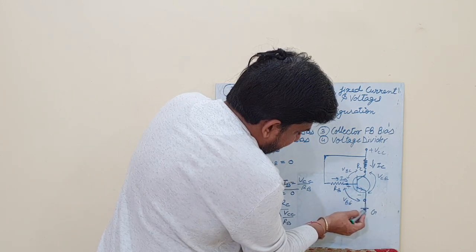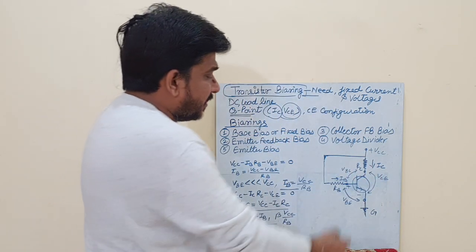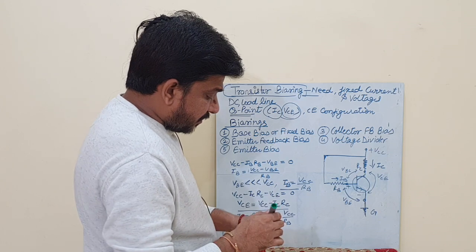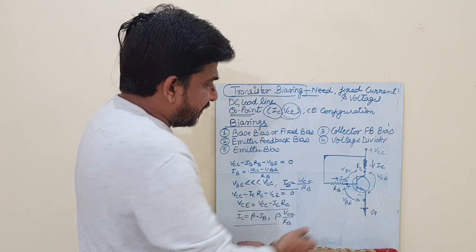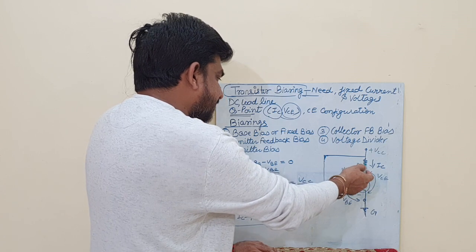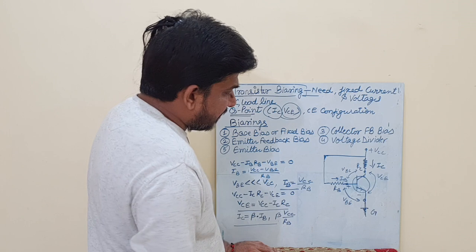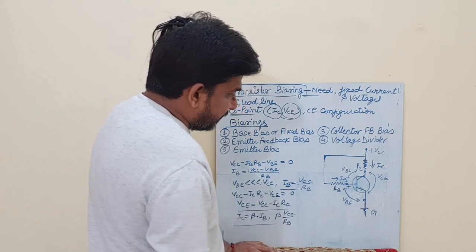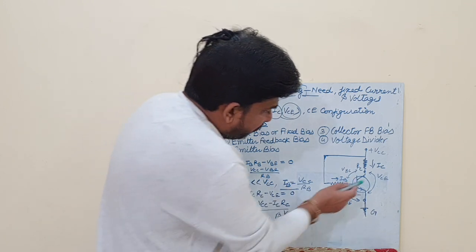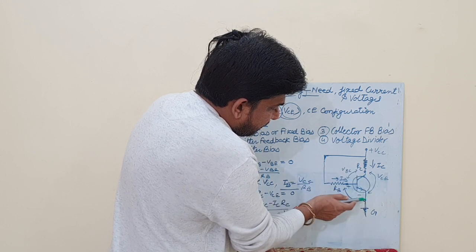So here we can see this. Now we are putting some nomenclature here. IC is the collector current and the resistance is RC. IB is the base current and the resistance is RB, and here it is ground. See this VCE, how are we saying it? VCE, this is the collector terminal, this is the emitter terminal.